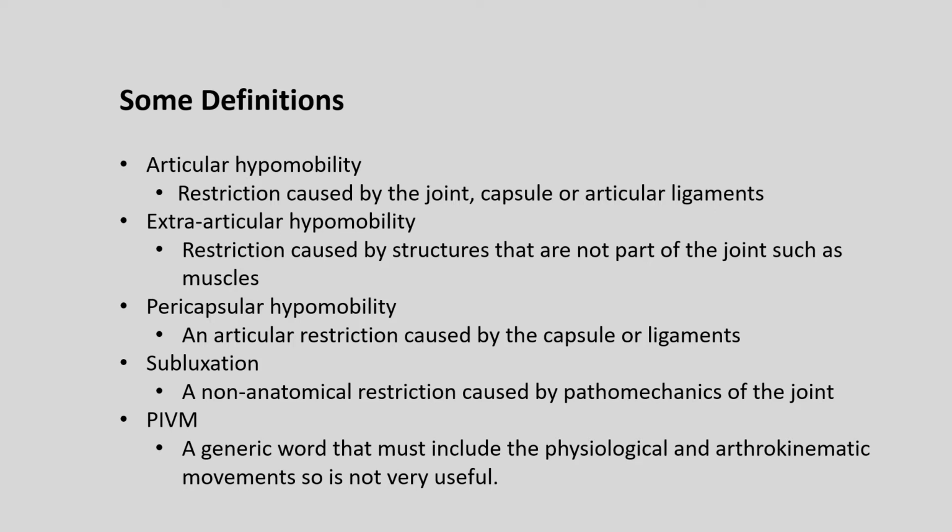The principal clinical difference between them is the loss of the arthrokinematic or glide with the articular hypomobility and its retention with the extra-articular. A pericapsular restriction is an articular hypomobility caused by structural shortening, such as adhesions, etc., as opposed to biomechanical limitation where no structural shortening is involved.